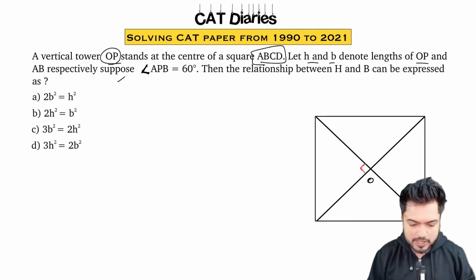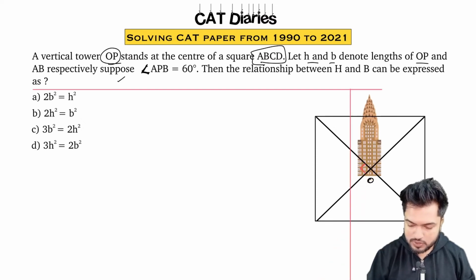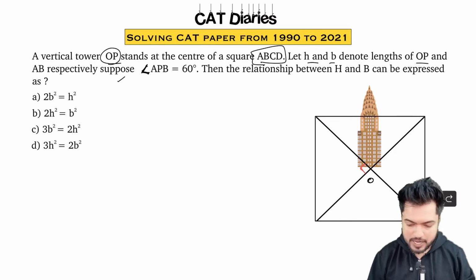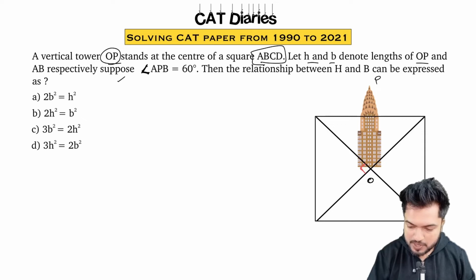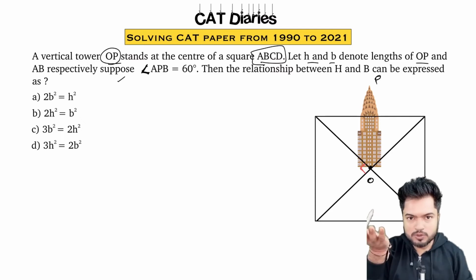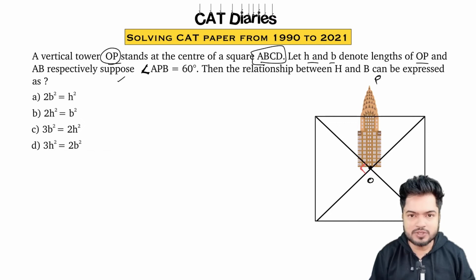So a vertical tower OP stands at the center. If I say this is O, this is P, this tower stands at the center of the square. So it is exactly here, and from here the tower is being erected. Imagine it's a 3D figure. The square is at the bottom and the tower goes up from the center. You have to imagine it as a 3D figure, then only you will be able to solve it correctly.